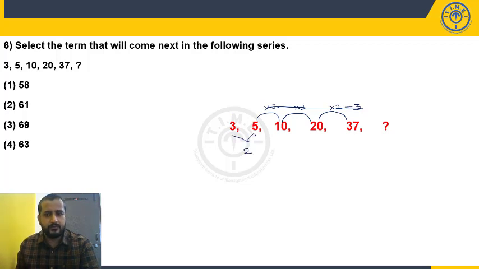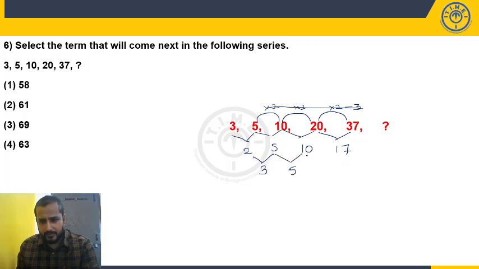3, 5 difference is 2. 5, 10 difference is 5. 10, 20 difference is how much? 10. Okay. 20, 37 difference is how much? 17. Can you see any pattern? 2, 5, 10, 17? No. So let's check the difference of the difference. You may see some pattern. 3, 5, 7. Can you see any pattern? Yes. 3, 5, 7.